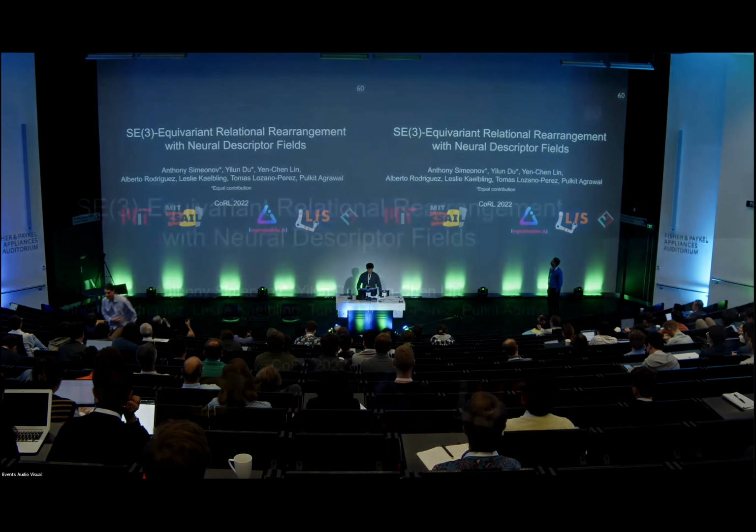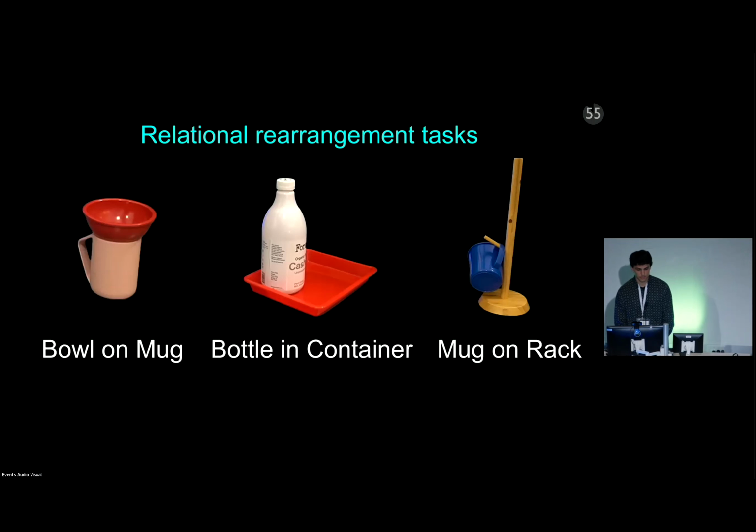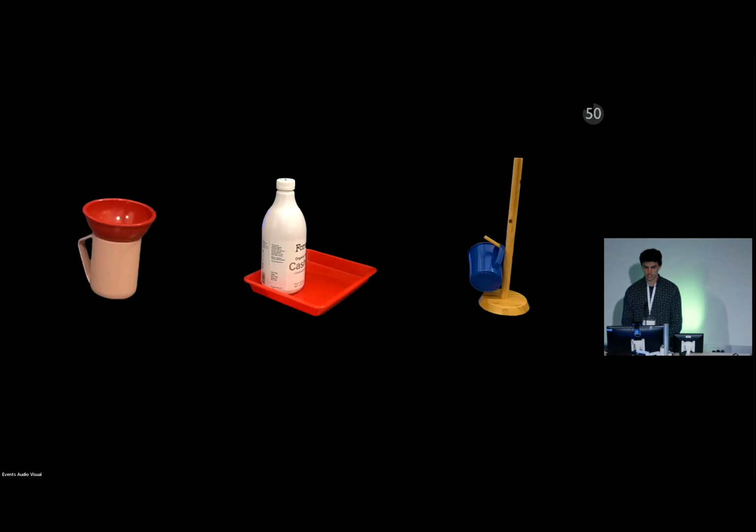I'm excited to share our work on SE3 equivariant relational rearrangement with neural descriptor fields. We're interested in programming relational rearrangement tasks directly from demonstrations. We want a system that can generalize to novel objects while still remaining data efficient. Prior work in this area has been limited by an assumption that the placement object in the task is fixed and known. So our work overcomes this limitation.